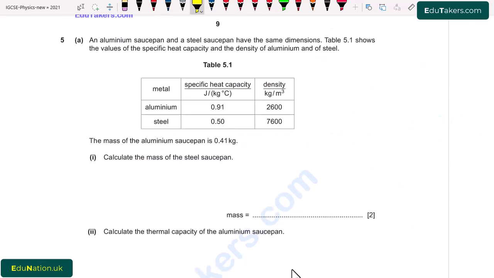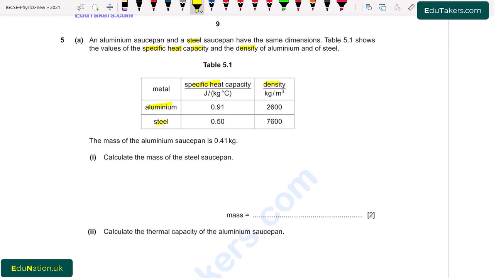Question number 5, part A. An aluminium saucepan and a steel saucepan have the same dimensions. Table 5.1 shows the value of the specific heat capacity and the density of aluminium and steel. So in table 5.1 we can see that there are aluminium and steel, and the specific heat capacity and density of both are given. The specific heat capacity is given in joule per kg per degree C, while the density is taken in kilogram per meter cube.